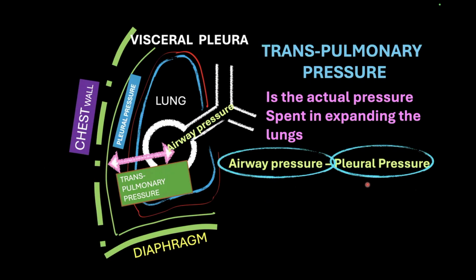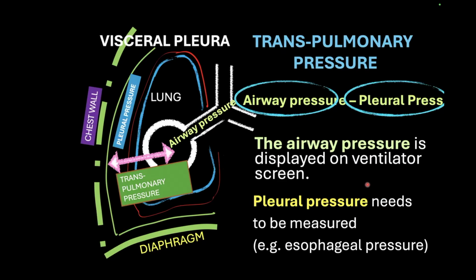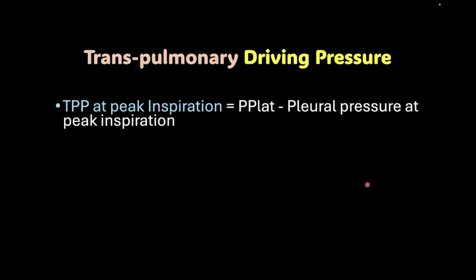We can't measure pleural pressure directly by inserting something in the pleural cavity. But we can measure esophageal pressure by inserting an esophageal balloon in the esophagus, and the esophageal pressure can work as a surrogate for pleural pressure.